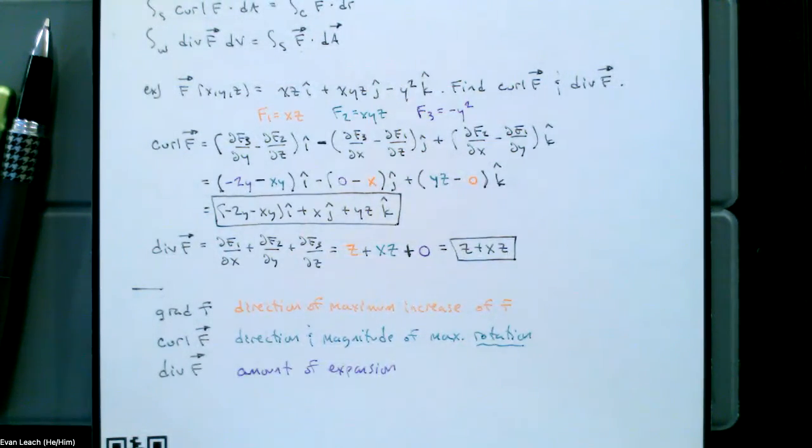In that sense, it fits with our gradients. It's a direction of maximum change. For the gradient, it's the maximum increase in value of the function. For the curl, it's the direction and magnitude of maximum rotation.